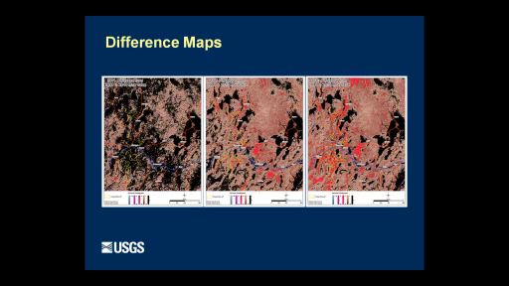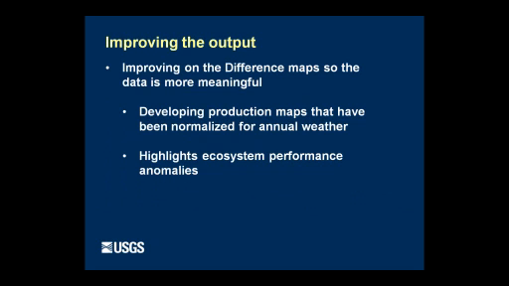However, the one thing that we think we can do is we can improve on this. This is a difference map. It doesn't take into account weather effects, and we know that weather drives vegetation growth, in particular precipitation with cheatgrass. So I'm going to show you what we think we've improved on these difference maps, so the data is more meaningful.